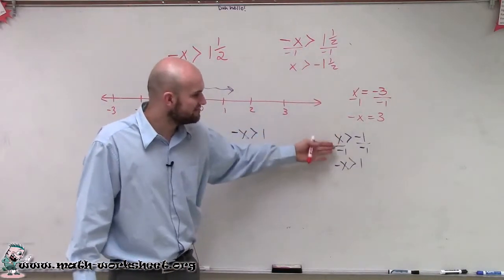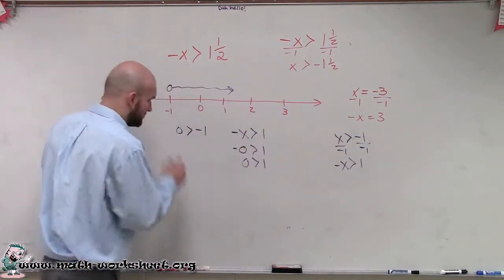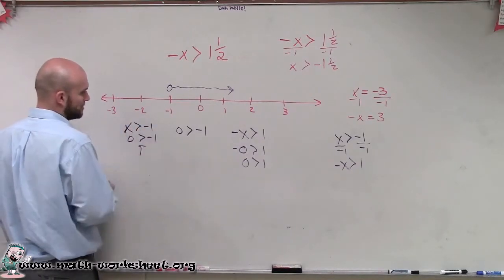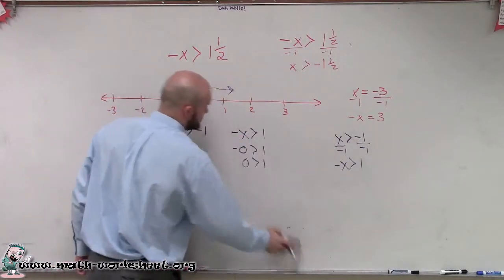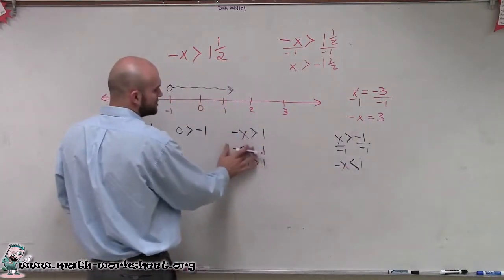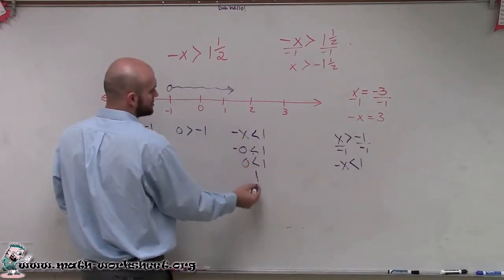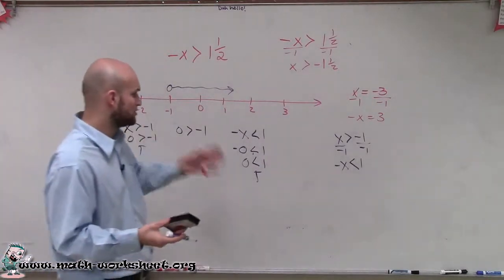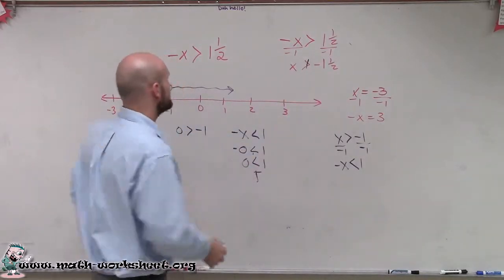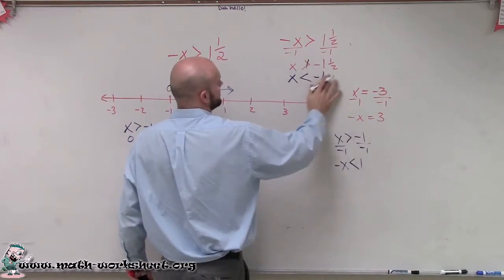When we divide by a negative number or multiply by a negative number, we have to swap the signs. So going back to my equation, x is greater than negative 1. You plug 0 in for that, that's true. To make this true, when you divide by negative 1, you have to now flip the sign. So if I flip the sign, when I plug in 0, this now is also true. So to keep the inequality true, whenever we multiply or divide by a negative number, we have to make sure we flip the sign. So therefore, that is not true. But now x has to be less than negative 1 1/2.